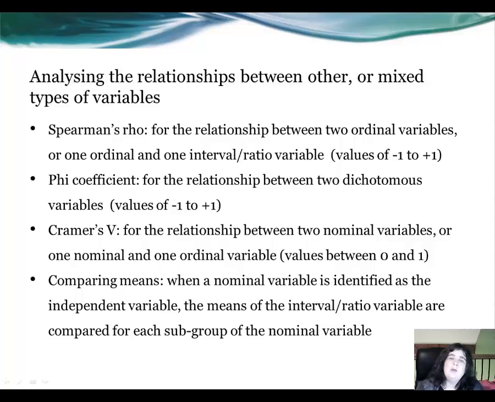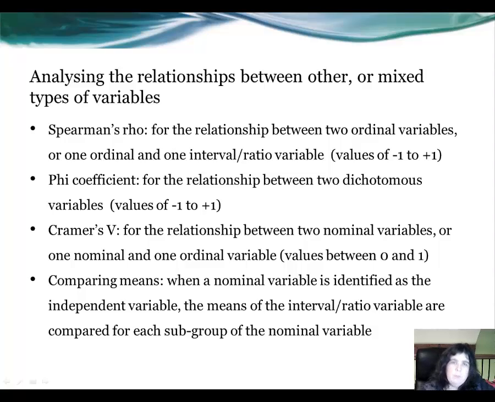So, analysing the relationship between two variables of mixed types: Spearman's rho for the relationship between two ordinal variables, or one ordinal and one interval or ratio variable. The phi coefficient for the relationship between two dichotomous variables. Cramer's V for the relationship between two nominal variables, or one nominal and one ordinal. And where we're comparing the means, when a nominal variable is identified as the independent variable, the means of the interval ratio variable are compared for each subgroup of the nominal variable.